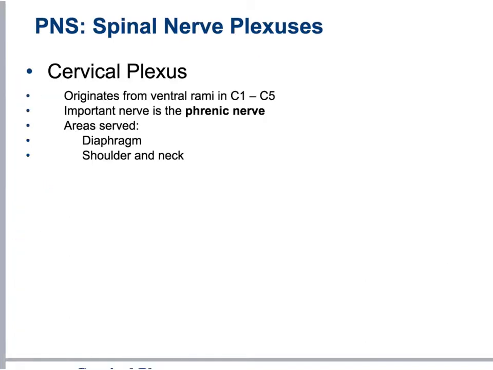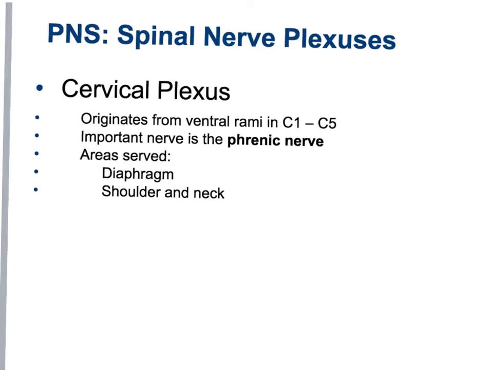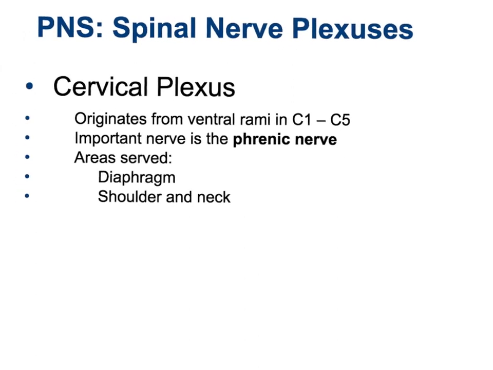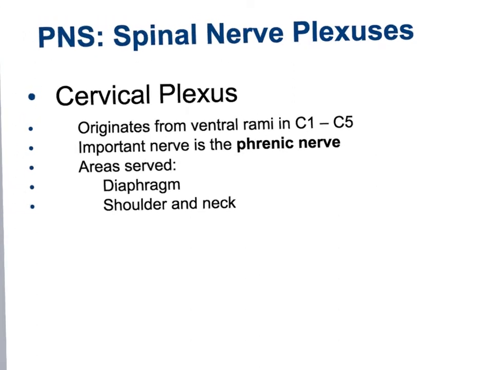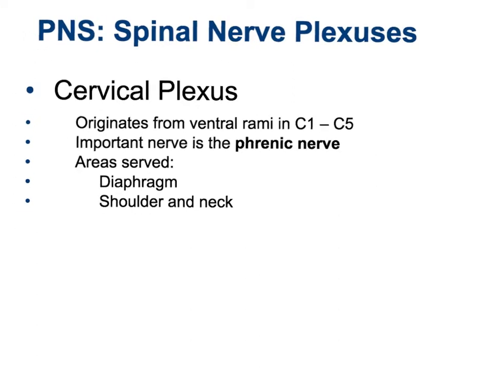So the cervical plexus originates from ventral rami of C1 to C5. All right, the important nerve. You have to know one. What's the important nerve? The phrenic nerve. Okay, and that goes right to the diaphragm. It also serves the shoulder and back, but the diaphragm is important, obviously, for skeletal muscle, for breathing, for respiration.